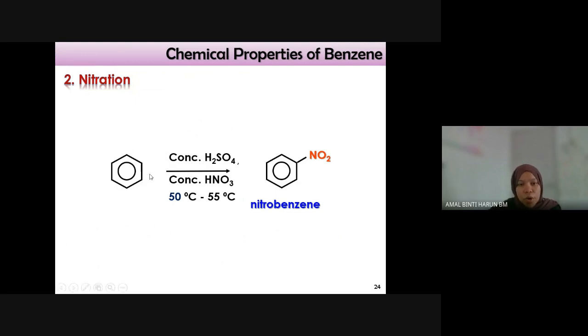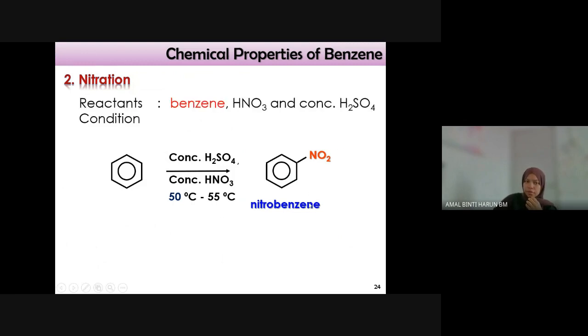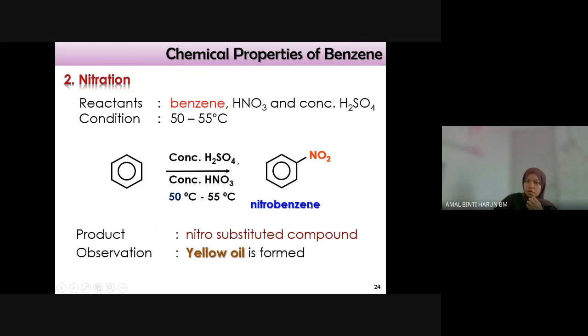Benzene, one of the hydrogens at the benzene ring is substituted by the NO2+. So dapat nitrobenzene. Ini berlaku apabila benzene ring react dengan nitric acid, concentrated nitric acid in the presence of concentrated sulfuric acid at the temperature 50 to 55 degrees Celsius. Then dapatlah nitrobenzene. Okay. And then bila dapat ni, tindak balas ni, macam mana kita tahu dia dapat nitrobenzene? Kita dapat yellow oil. Warna kuning yang nampak macam berminyak. That one is nitrobenzene.